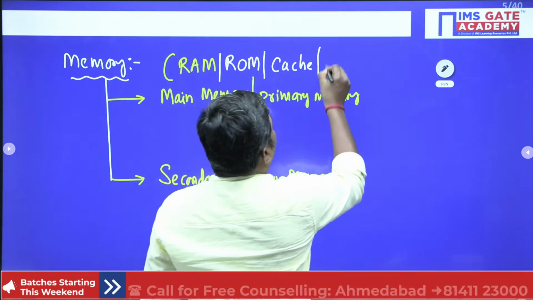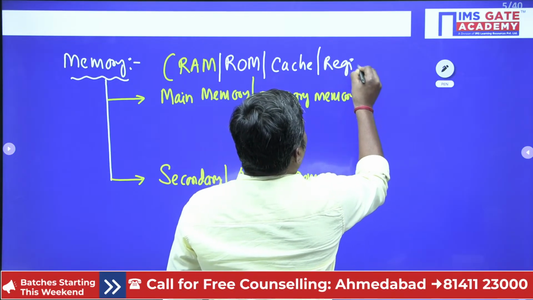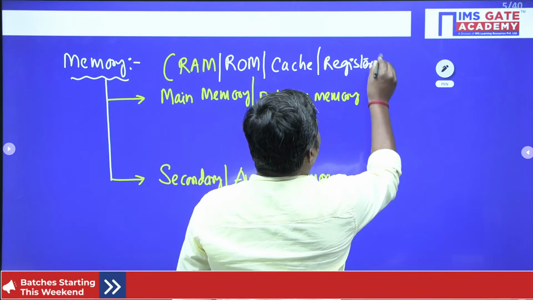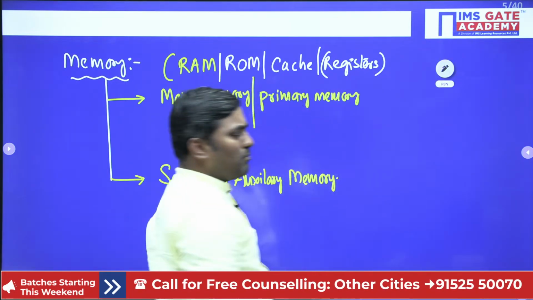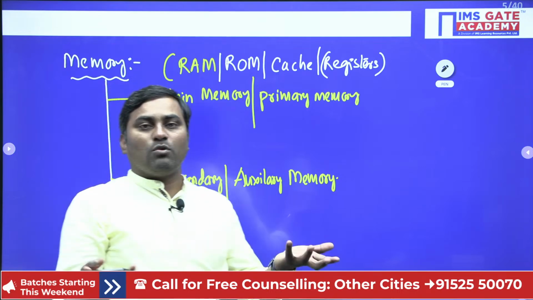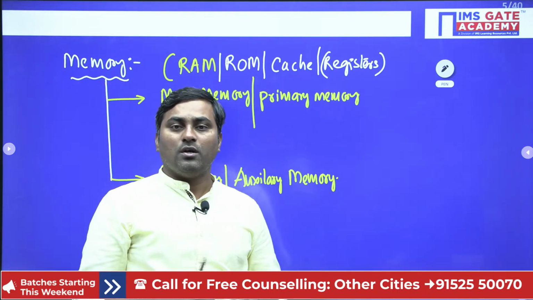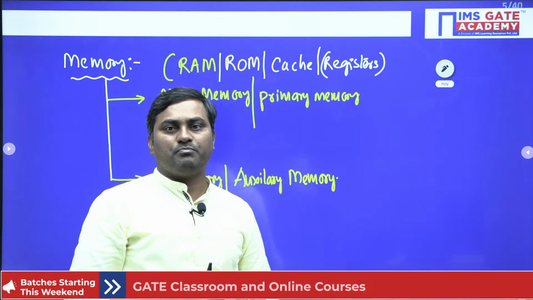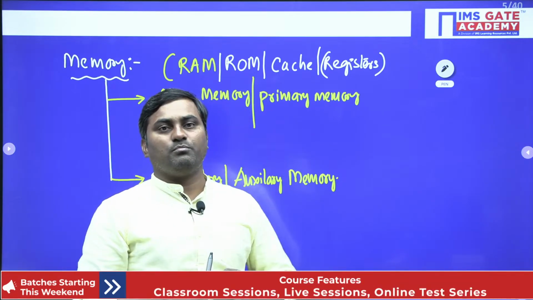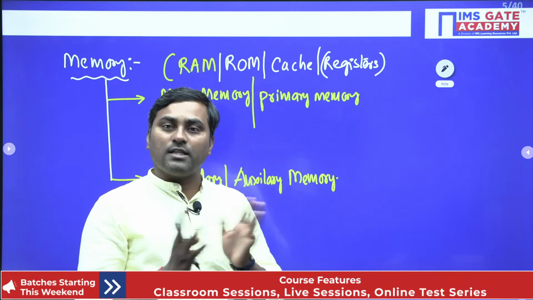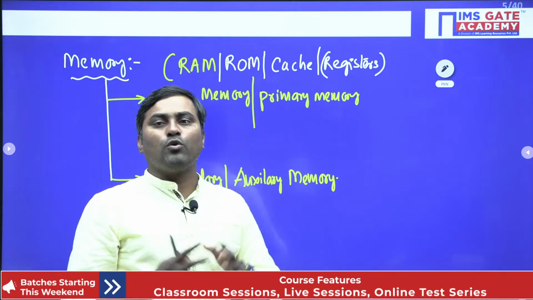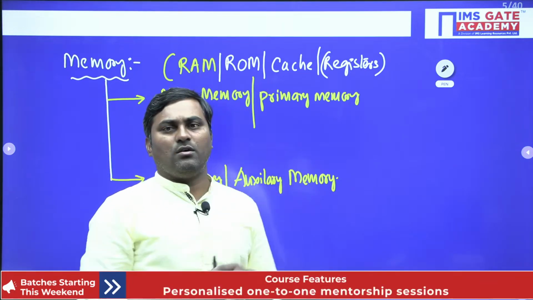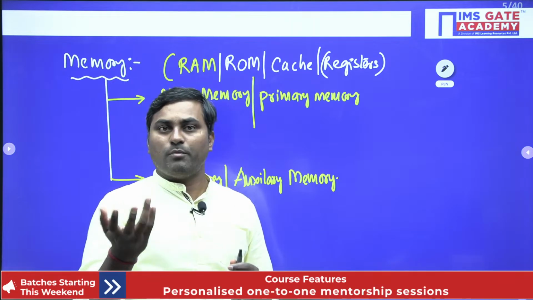Another type of memory is called cache memory. And the registers are memory elements which are part of the processor, the CPU, which can hold data in terms of words only, not more than a word. Cache memory is another type of memory. ROM, RAM, cache and registers all come under primary or main memories.